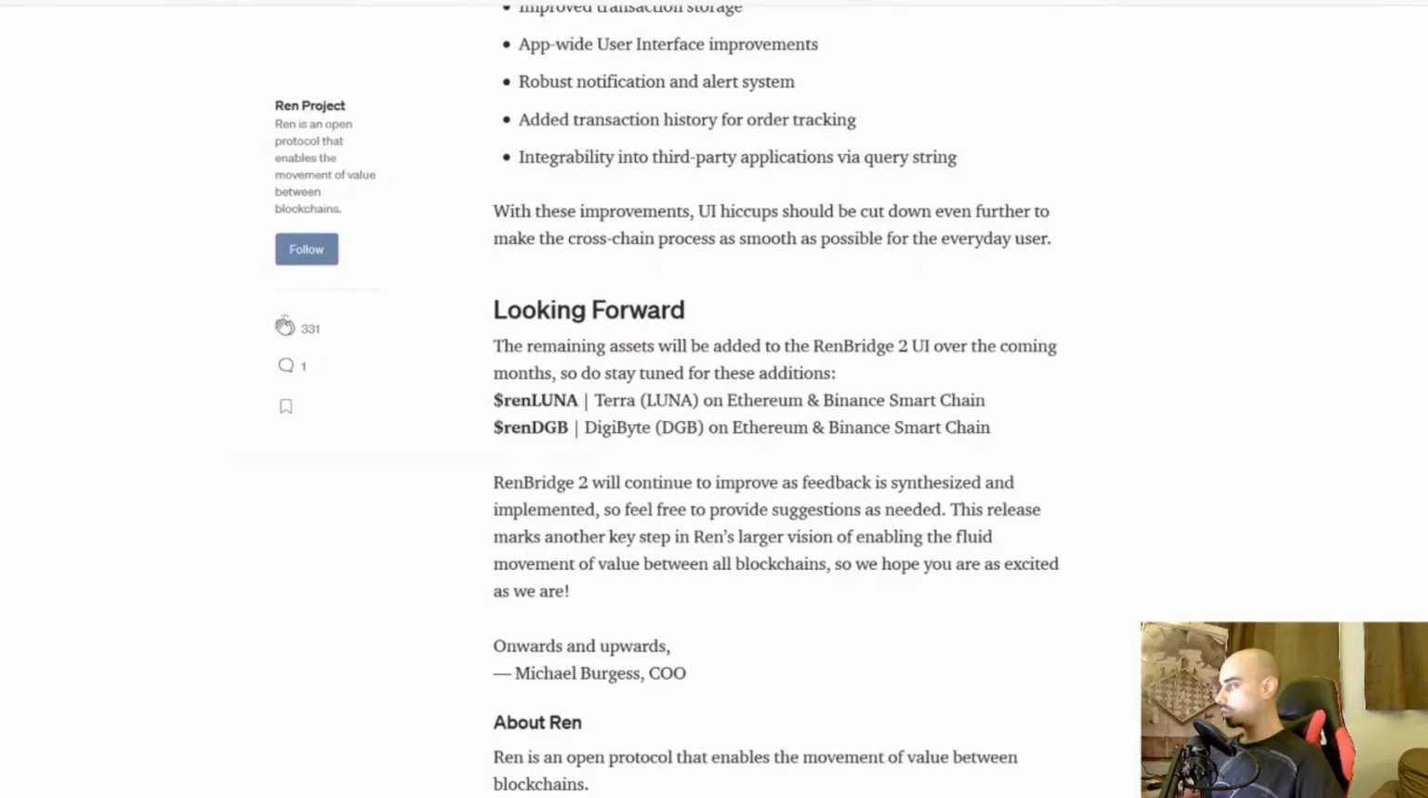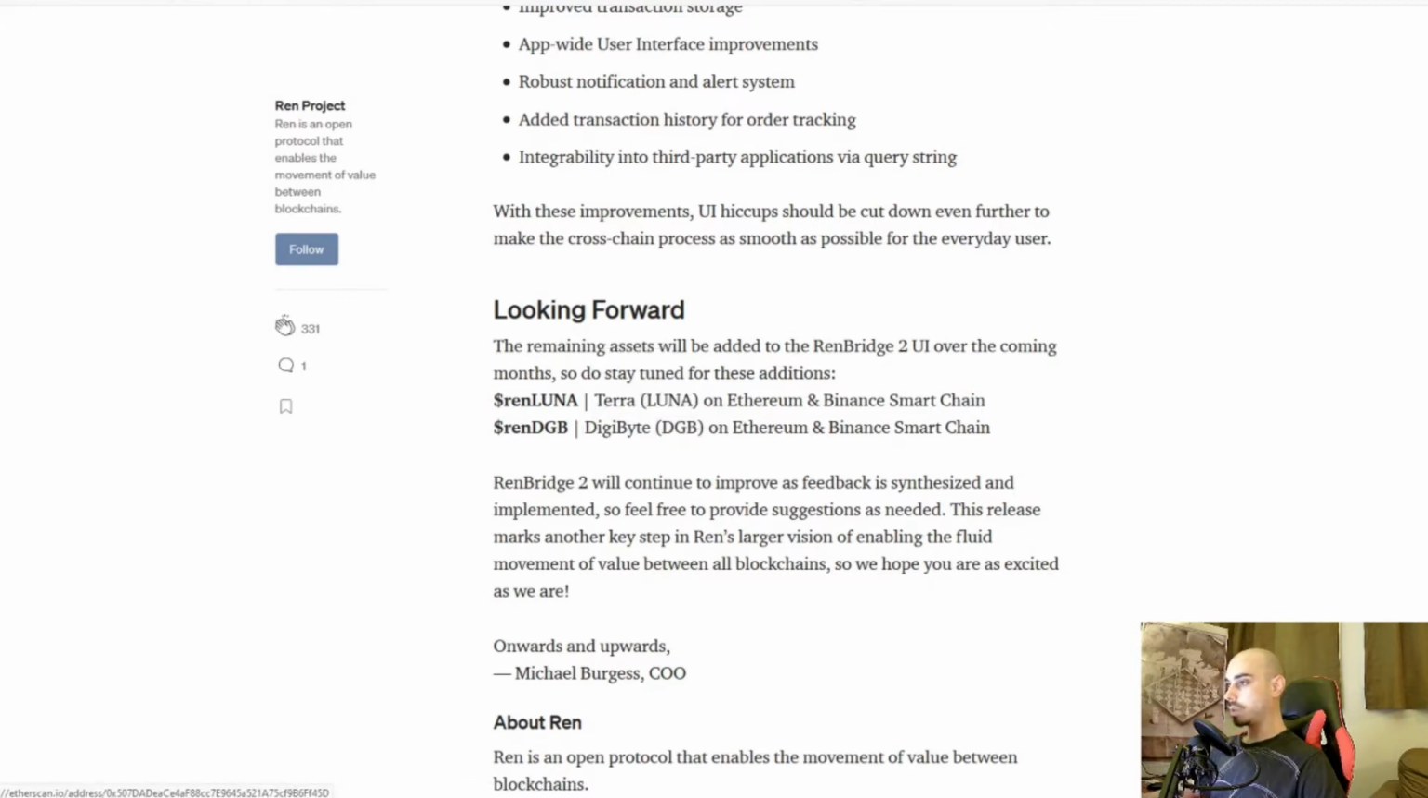Next, we're going to have a look at the ecosystem of Ren and their partnerships. But just a quick mention that they recently announced that two new cryptocurrencies are going to be able to be bridged on the Ren virtual machine directly to Ethereum and Binance Smart Chain. And those two are Terra or Luna and Digibyte.